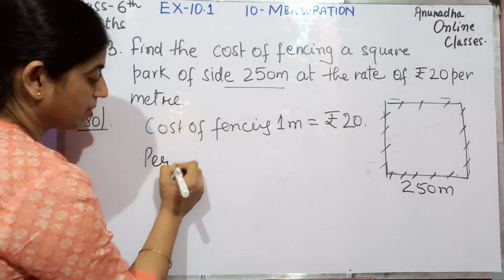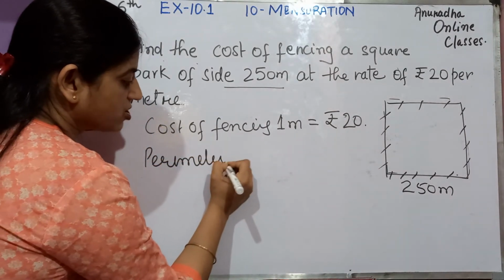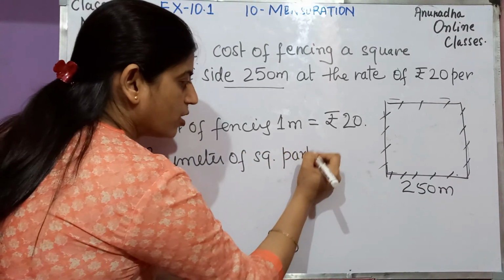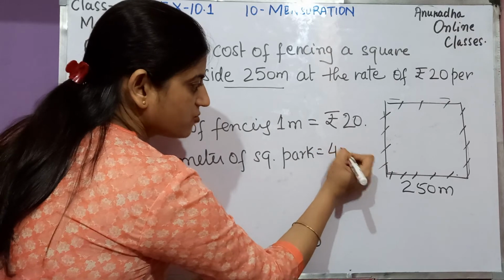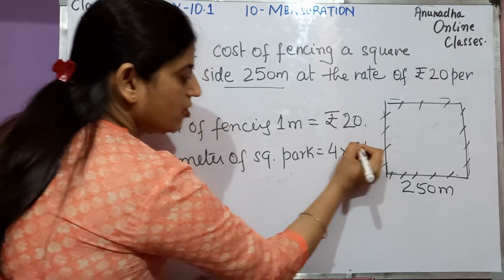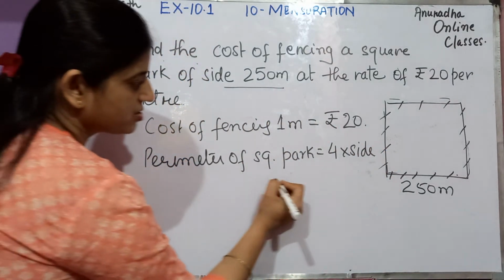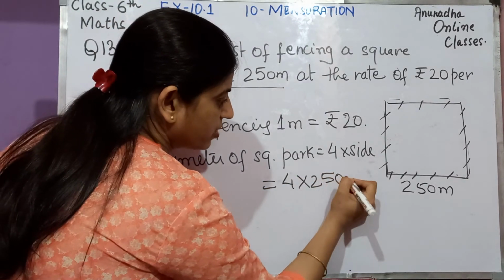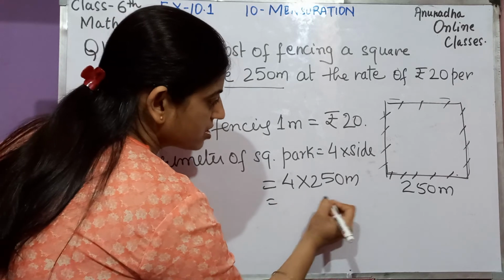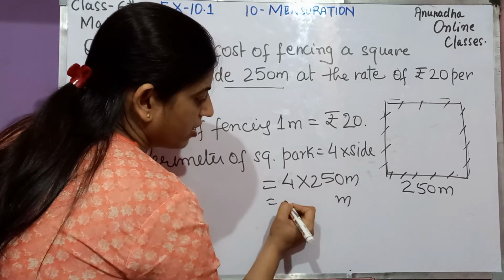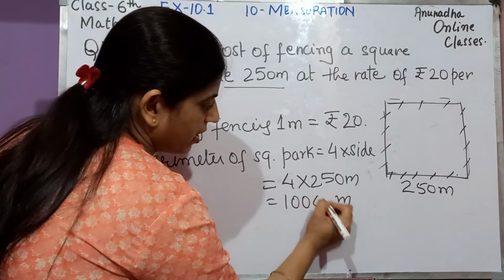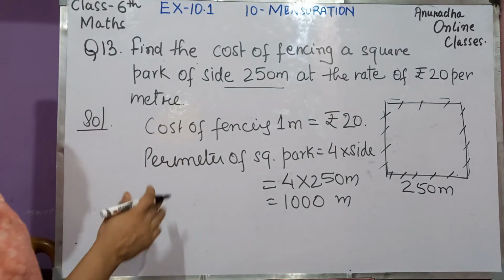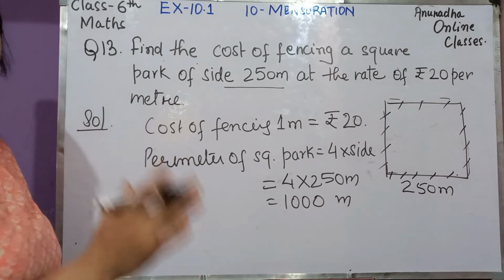That means what is the perimeter of the square park? The perimeter of a square is 4 into side. We know the side, that is 4 into 250 meter. So this is equal to: 4 times 25 is 100 and one more 0, that is 1000. 1000 meter is the total perimeter of the square park.